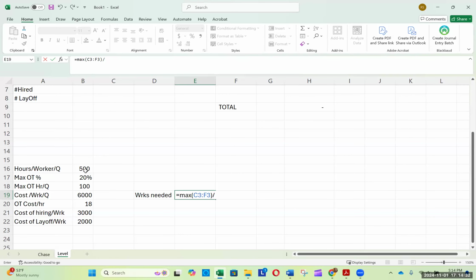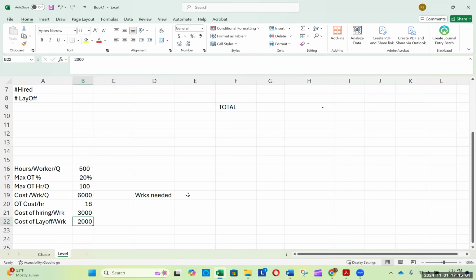So 500 is the number of hours they can work. They can do 20%, and 20% of 500 is 100. So again, I didn't put in this 100. I just wrote a formula here, which is this times this number. Let me just show you. Okay, so let's begin. And 6,000 is the cost of a worker. $18 per hour is the overtime cost. Hiring and layoff cost is given here.